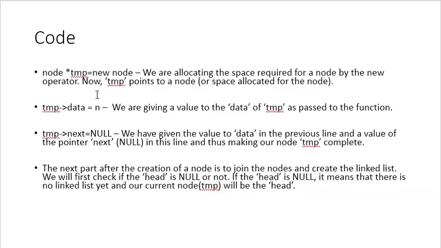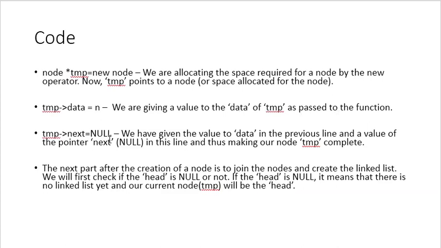So here is the code explanation. What is Node* temp = new Node? We are allocating the space required for a node by the new operator. Now temp points to a node, or the space allocated for the node. If you are creating a node, we have to write a temporary name, and then we will assign it the head and the tail to make it part of the linked list, and then assign the n value to the data.